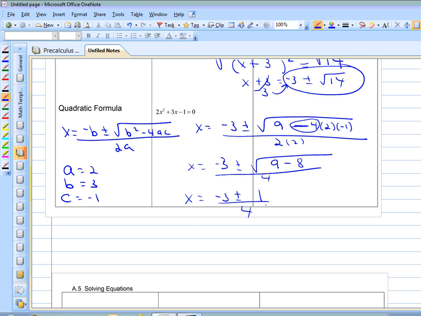Now, be really careful. Let's go ahead and finish solving this. x equals negative 3 plus 1 would be negative 2. Negative 2 over 4 would be a negative 1/2. Negative 3 minus 1 is a negative 4, and negative 4 over positive 4 is a negative 1. And there we go. Way to go, Bearcats.